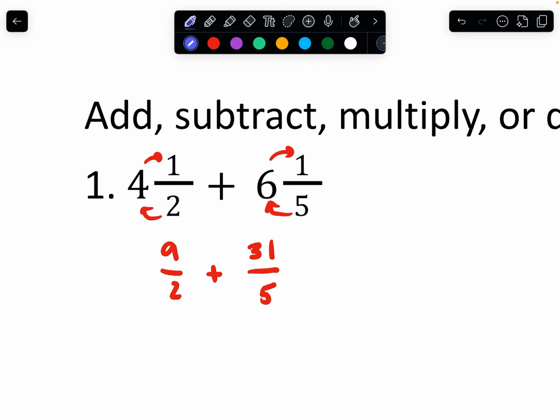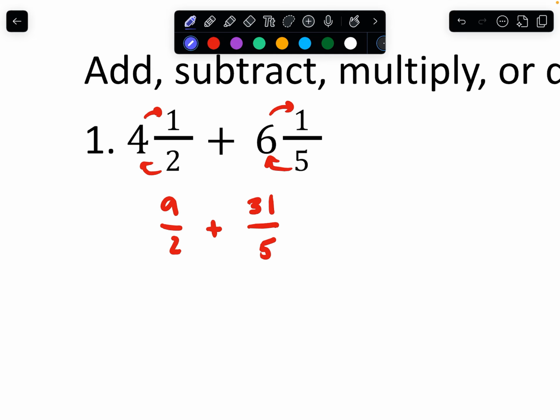From here, I need a common denominator, so it looks like between 2 and 5, my least common denominator is going to be 10. So I need to rewrite these to be both out of 10. So the first fraction, I have to multiply both the top and bottom by 5 and 5. The second one by 2 and 2.